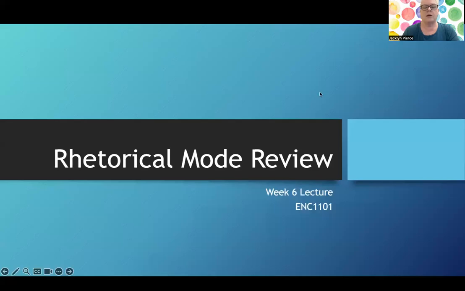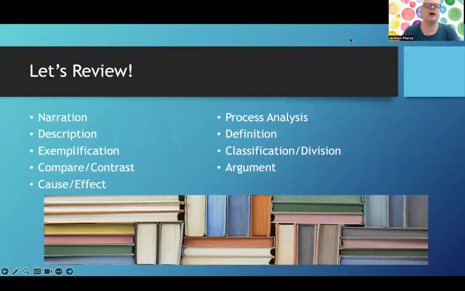So we're going to take a look at a bunch of rhetorical modes. So let me share here. All right, so as I mentioned, we're going to talk about a number of rhetorical modes or writing modes or modes of development, depending on what terminology you want to use for them. And on the left-hand side, of course, we have the ones that we used.